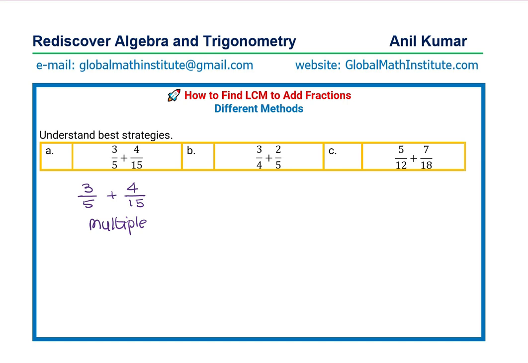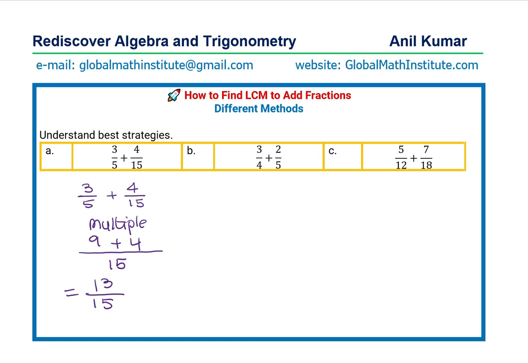So we need to write 3 over 5 with a denominator of 15, which you can do by multiplying it by 3. And therefore, with a common denominator of 15, we get 9. 4 already has a denominator of 15, so we get 9 plus 4, and this can be written as 13 over 15. So that becomes the sum of 3 over 5 and 4 over 15.